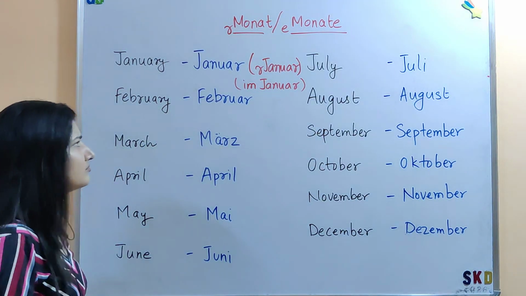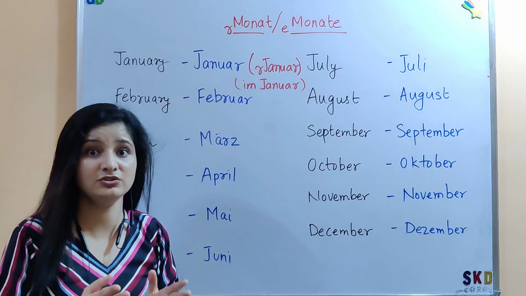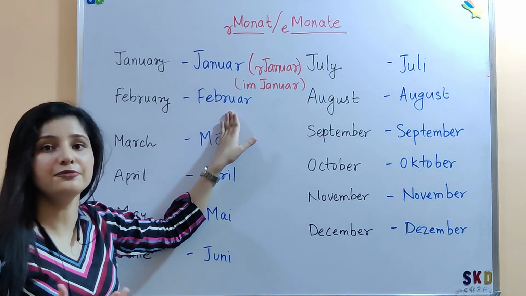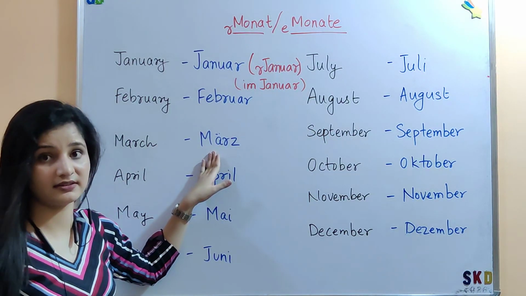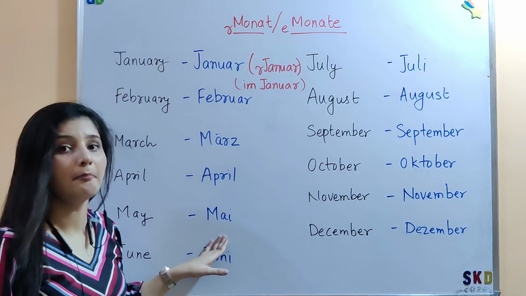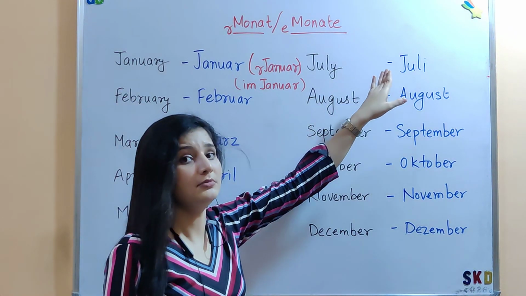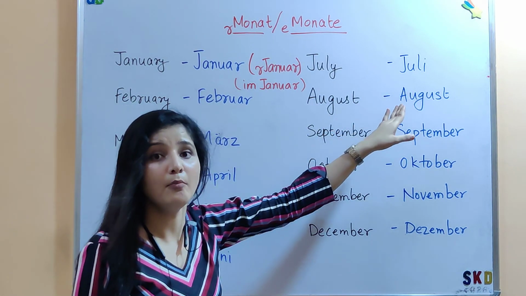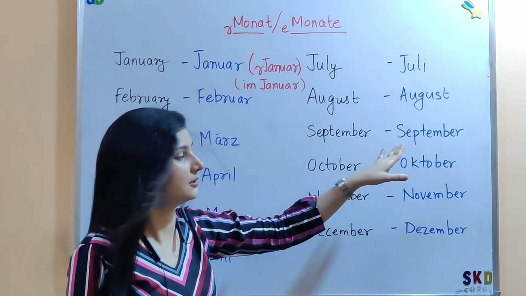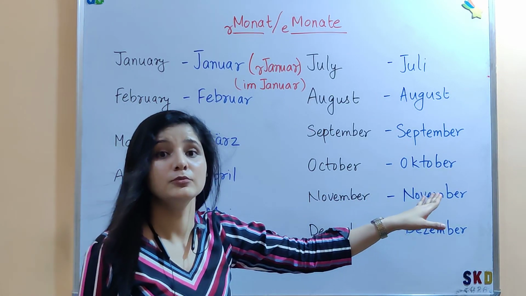Right. Now, suppose you want to say in January. So what will you be using for that? In January, it will be im Januar. In February, im Februar. In March, im März. In April, im April. In May, im Mai. In June, im Juni. In July, im Juli. In August, im August. In September, im September. In October, im Oktober. In November, im November.